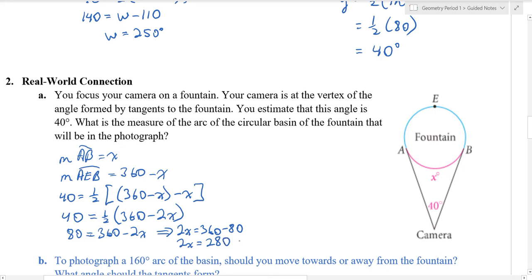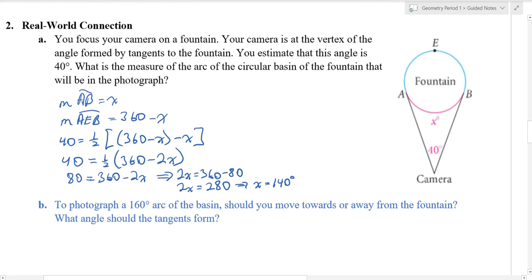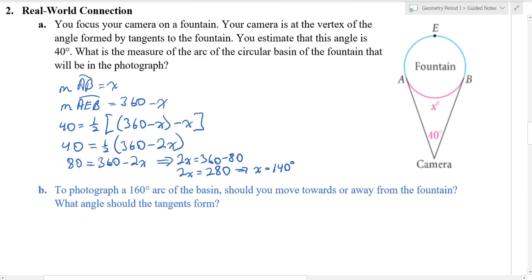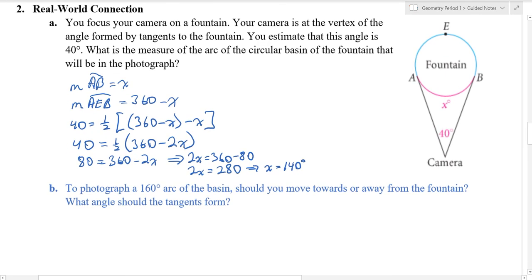Then we divide both sides by 2, and x equals 140 degrees. So the measure of the arc right here that will be seen is going to be 140 degrees. Okay? Now let's see if I can move this so you can still see it, because part B uses the same diagram. So take a look at the diagram, and here goes.